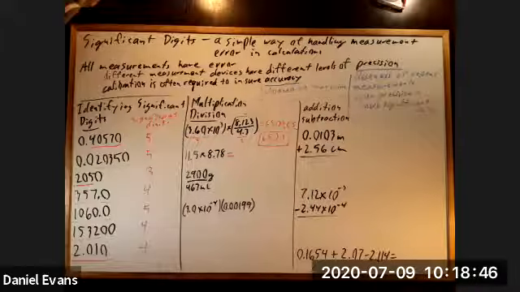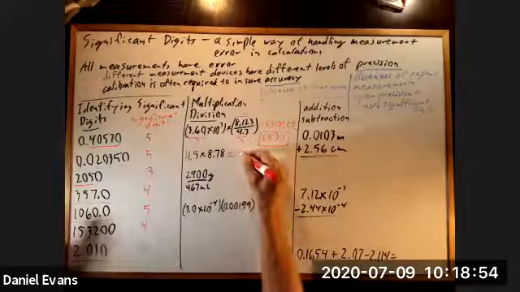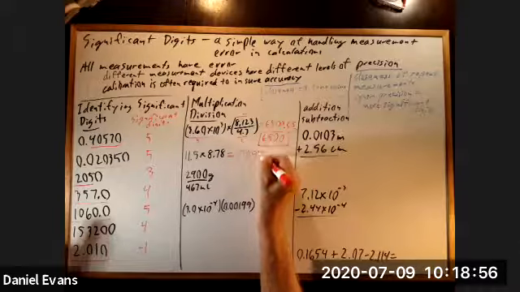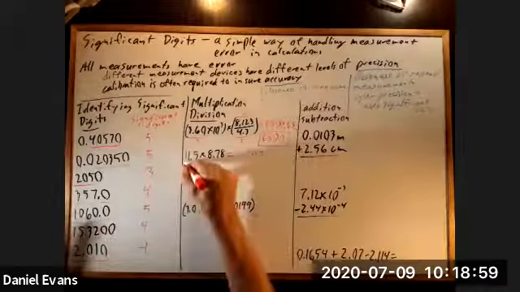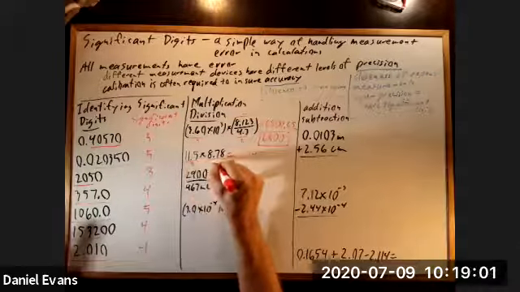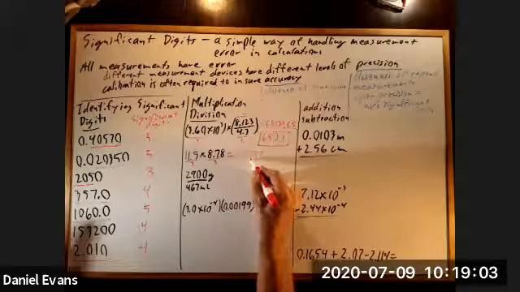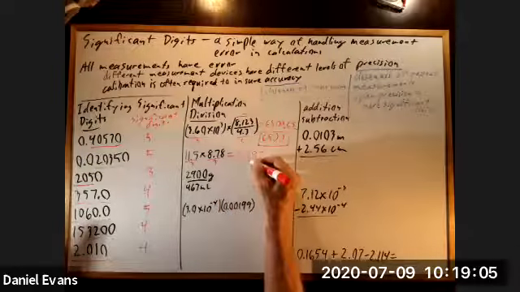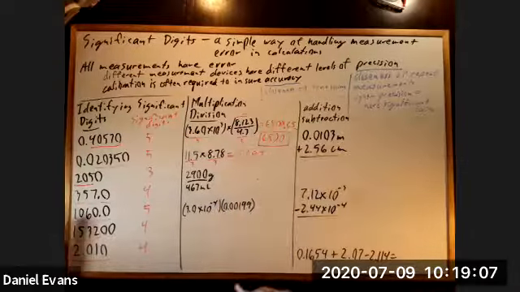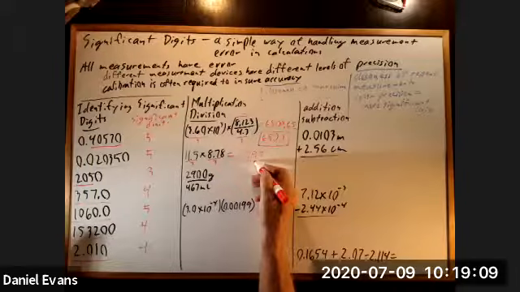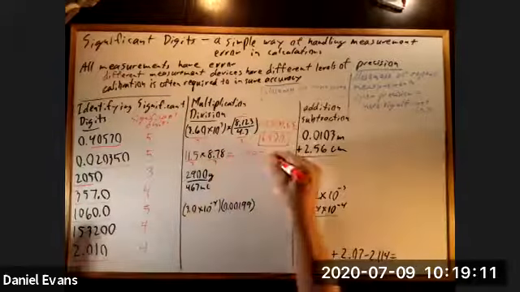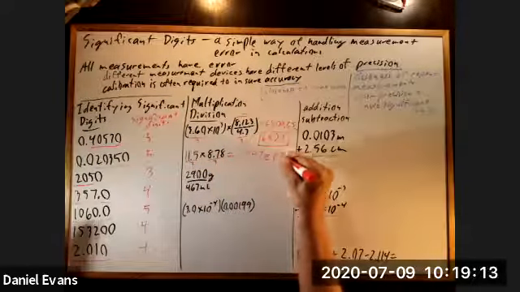On the next one, 11.5 times 8.78. I get 100.97. I have 3 digits, 3 digits. So we're going to cut it off right there. The first digit that we're cutting is greater than 5, so we're going to add 1 to the last that we're keeping. So this would just be 101.